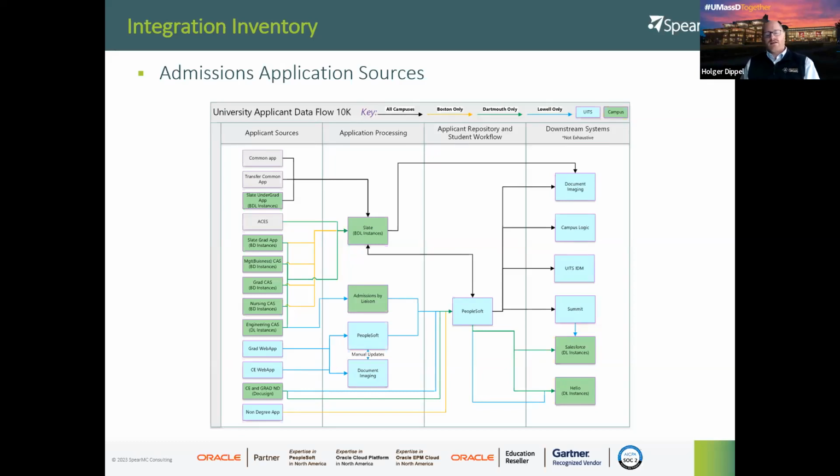On the outbound side, we have things like document imaging, where all the materials from Slate need to go. We have Campus Logic for financial aid. And then we have the identity management environment. We are using OIM and OAM, and that pushes out to the campus Active Directories. And then we use OBIE as a reporting data warehouse. We call it Summit in-house, so what you see here, Summit is OBIE behind the scenes.